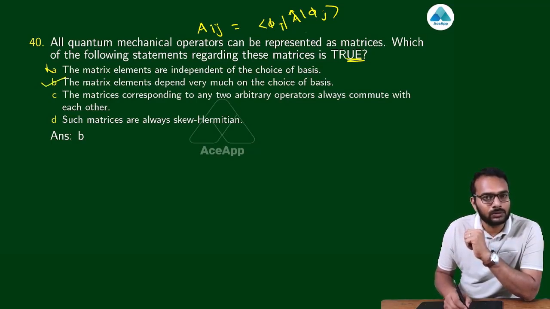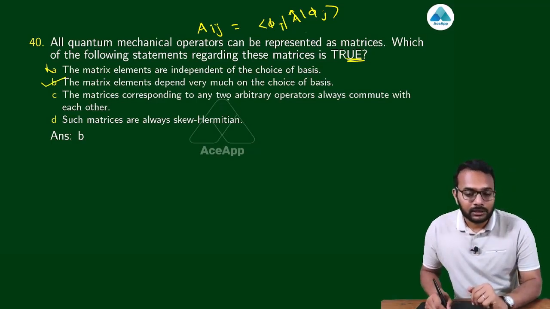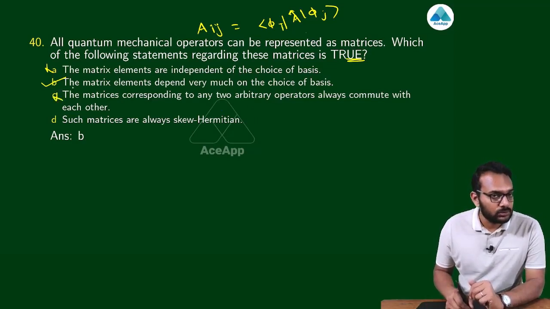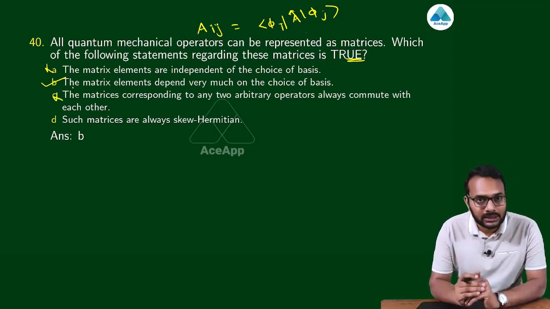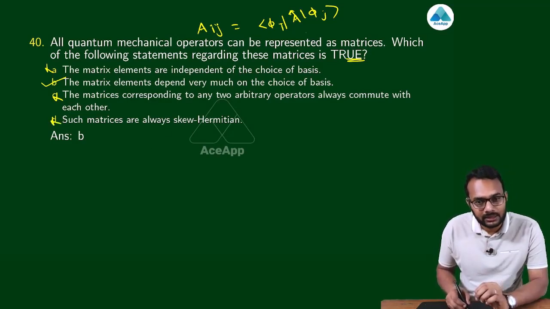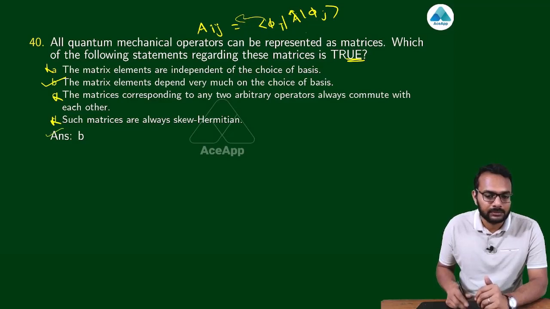Indeed, this is true. The matrix elements depend very much on the choice of basis. The matrices corresponding to two arbitrary operators always commute with each other. This is not true. We know that operators do not generally commute. Such matrices are always Hermitian. Also wrong. The operators are always Hermitian, and the matrix will always be Hermitian. Right, so it's answer B.